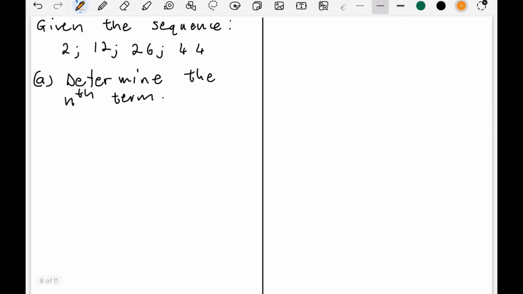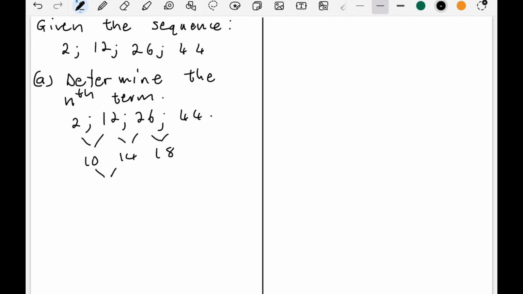If we were given the sequence 2, 12, 26, and 44, determine the nth term. Well, first of all, what's the second difference? We have 2, 12, 26, and 44. The difference between 12 and 2 is 10. The difference between 26 and 12 is, what is 26 minus 12? 14. And the difference between 44 and 26, that's 18.